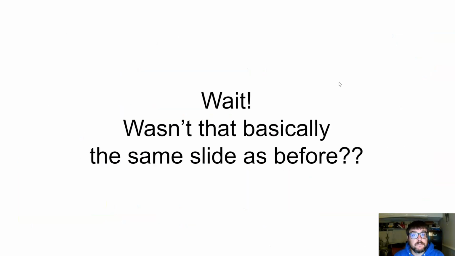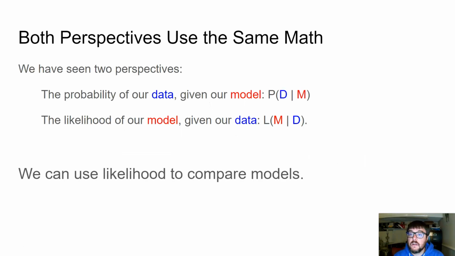Now, if you're paying attention, you'll see that those two slides used exactly the same math. That's not a coincidence. Probability and likelihood use the same math. They just look at what thing is fixed and what thing we're estimating differently. With probability, we have a fixed model. We know the process, and we can compute the probability of observing a particular combination of results given that known process. With likelihood, we have a known outcome.